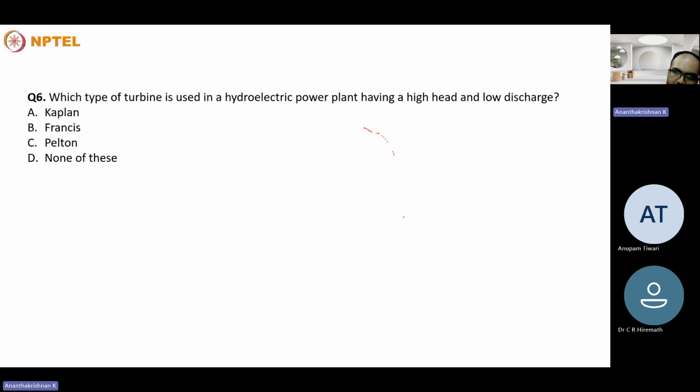High head is a luxury that we can't afford in most cases, but when high head is available and a low discharge is required, the answer is Pelton turbine.